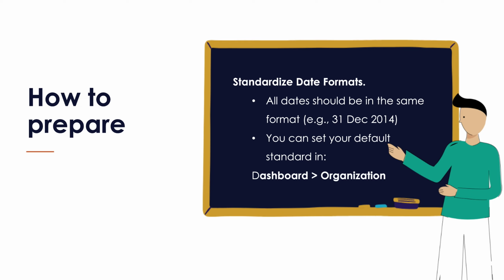The other thing you can do is to standardize all of the date formats in your spreadsheet. Now you can set the standard for Wild Apricot. That's something you do in Dashboard and then Organization. But just make sure that all the other date formats in your spreadsheet match what Wild Apricot's expecting.